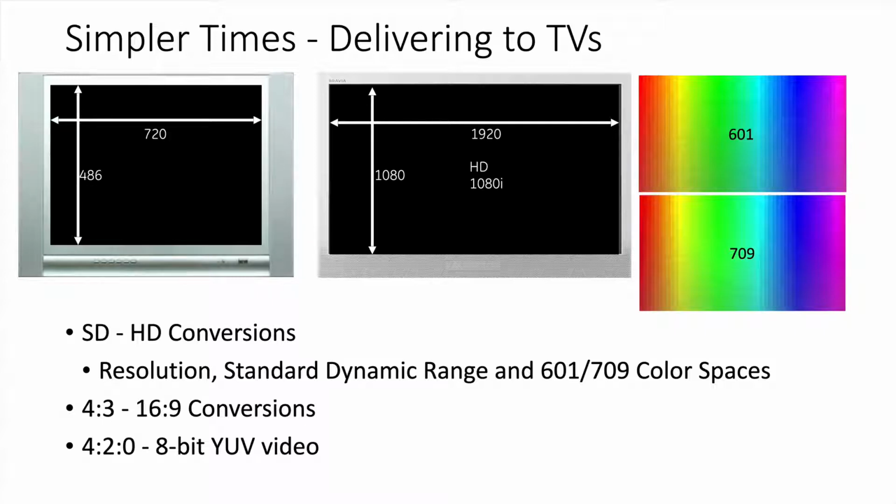You might do a resolution conversion going from SD to HD. You might do color space conversions from 601 to 709. You could do some aspect ratio conversions from 4:3 to 16:9. And this was all usually in the 420 color subsampling area with 8-bit YUV video. The pictures had to be delivered to a restricted display quality, which was actually more forgiving on types of conversions and any mismatches that may occur.